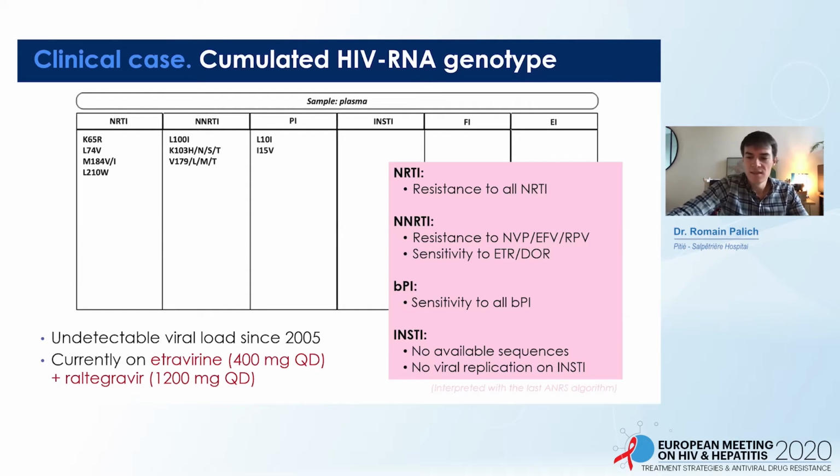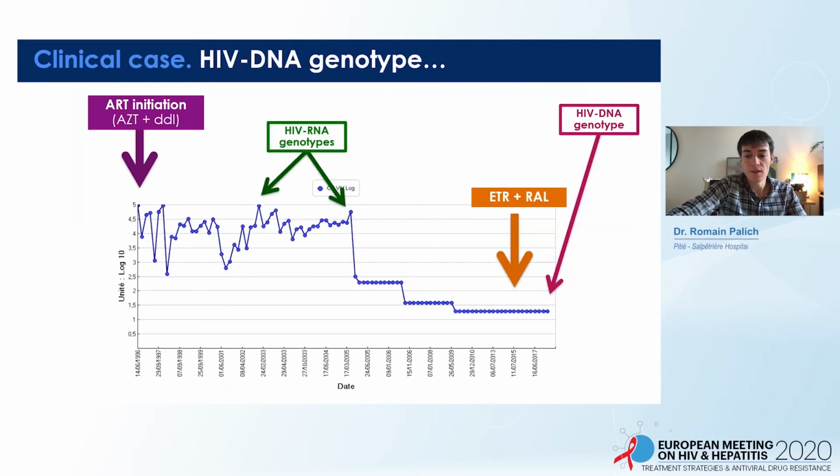Now, the question is: is it necessary, is it interesting, to have a resistance genotype from HIV DNA after 15 years of undetectability, to know if the mutations existing on the HIV RNA genotypes of the past are still present in the HIV reservoir? Of course, we have carried out this HIV DNA genotype, but before the findings, we can have a look at data published in the literature about the performance of HIV DNA genotype.